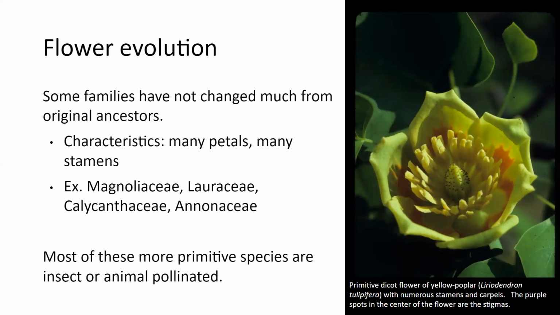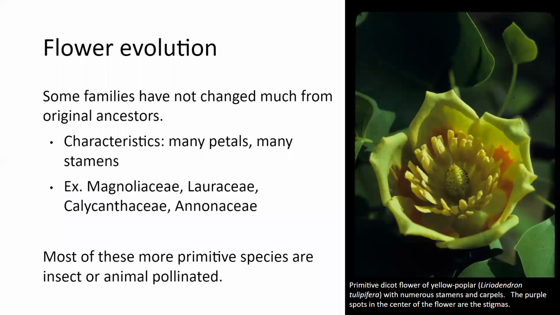So when we're talking about flower evolution, right? Some flowers are what we'd call highly evolved. They've changed a whole lot from their floral ancestors, but some families have not changed a whole lot, right? So flowering plants share a common ancestor, and some of them are more highly evolved than others. On the primitive end of the spectrum, we have families like Magnoliaceae, Lauraceae, Calycanthaceae, and Annonaceae.